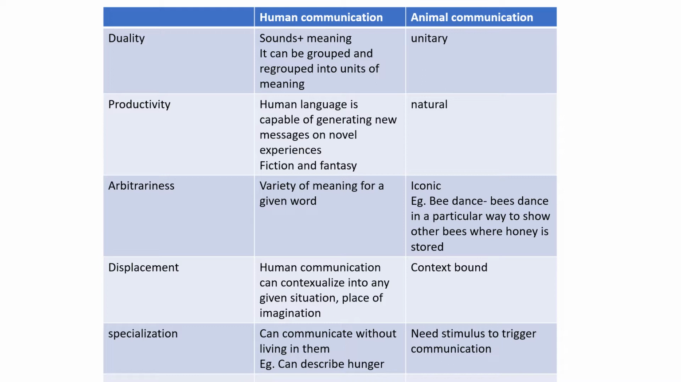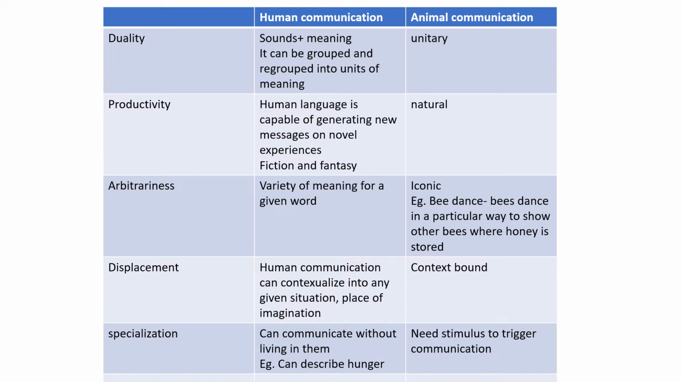But human language is arbitrary. That means it can undergo variations, whereas animal communication is iconic. It remains the same. The example given here is of the bee dance. We all know that bees dance in a particular way to show other bees where honey is stored. Using that bee movement, other bees come to understand where honey is stored. So animal communication is iconic, whereas human communication is arbitrary.